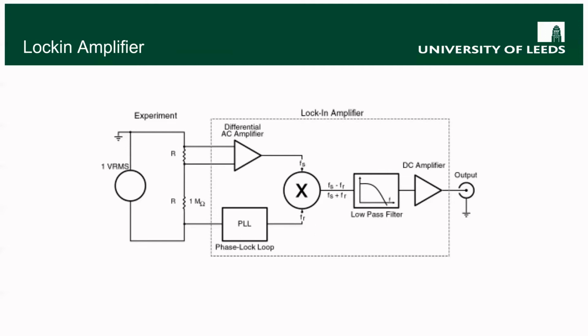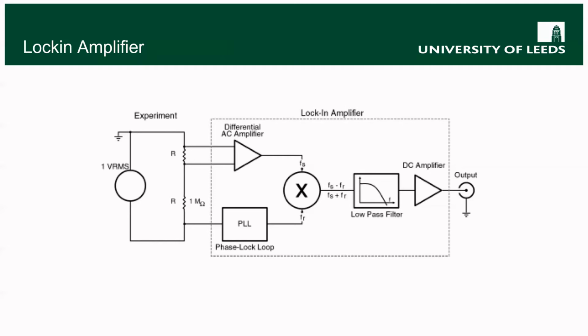So we have our experiment, and in this case it's an electrical measurement, so we have a voltage source that's going at some known frequency. And we're measuring some kind of resistance in this circuit. So we take the voltage drop across that resistor, and the first thing we do is amplify it a little bit. And then we also take the oscillating voltage signal and feed it into something called a phase-locked loop.